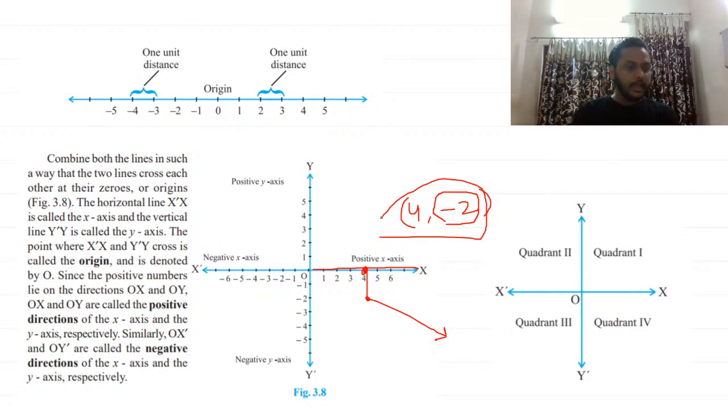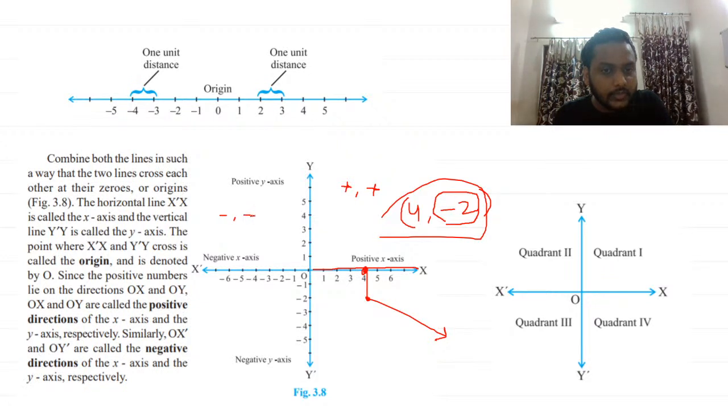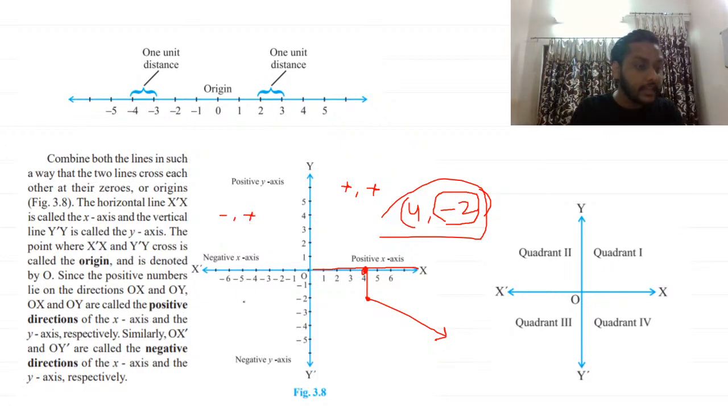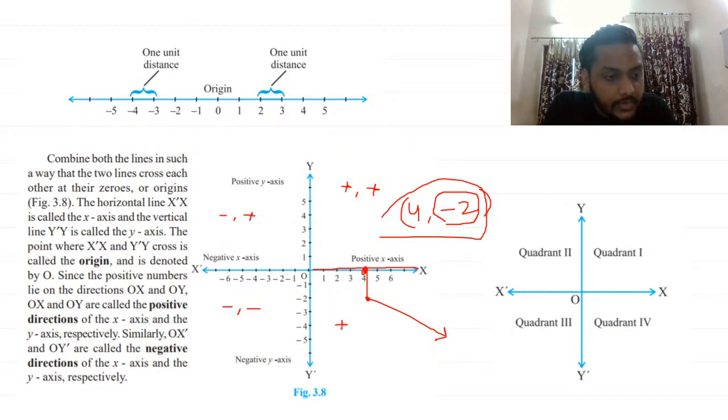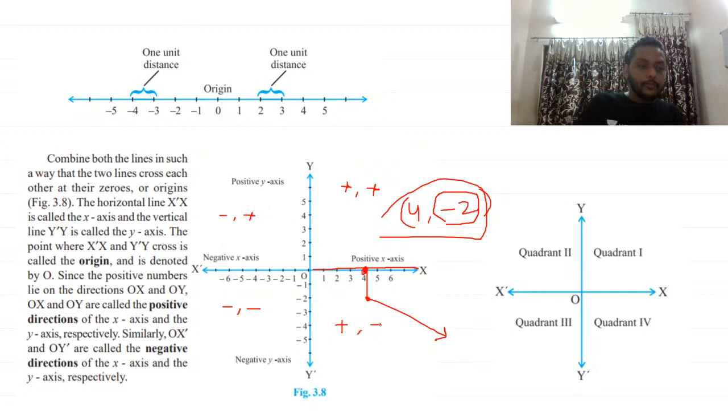Come on, tell me. Okay, so now I tell you the very simple thing that we have, that when both x and y are positive, जब दोनों आपके x और y पॉजिटिव हैं, the point lies in the first quadrant. Okay, when x is negative but y is positive, then the point lies in the second quadrant. When x is negative as well as your y is negative, then the point lies in the third quadrant. And when your x is positive and your y is negative, the point lies in the fourth quadrant.